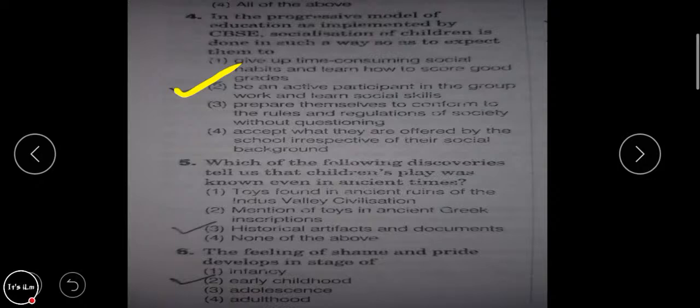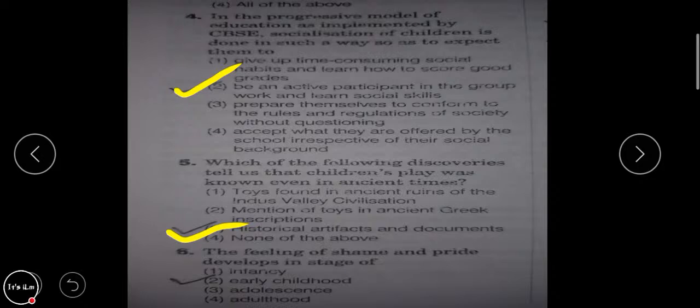Now let's move on to our next question. Which of the following discoveries tells us that children's play was known even in ancient times? Our options are: toys found in the ancient ruins of the Indus Valley civilization, those toys being made from terracotta; mention of toys in ancient Greek inscriptions, historical artifacts and documents; none of the above. Here our option is the third one. In ancient times, we see many sources available, like terracotta toys and some small agricultural tools available in India itself. Through that, we say the play-way method was available at that time also.